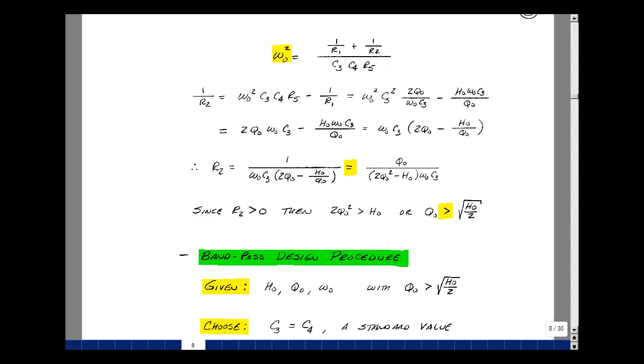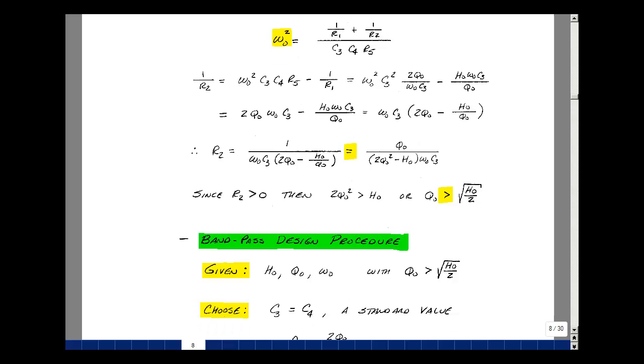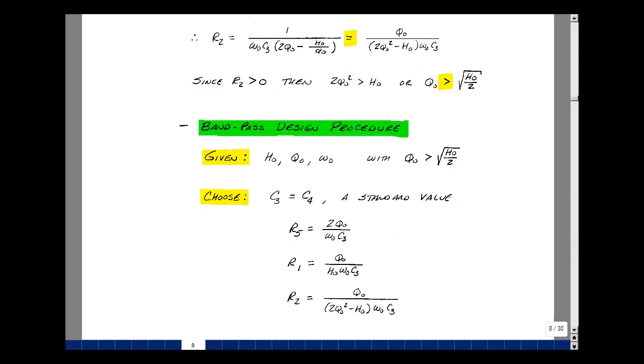So given the 3 filter design parameters, we can come up with a design procedure. But we have to just check that Q naught is greater than the square root of H naught over 2. But if it isn't, we have to go back and do a different design procedure. In other words, we wouldn't pick C3 to equal C4. And there's an infinite number of procedures. You just simply have one here that's fairly simple, using 2 capacitors that are equal to each other.